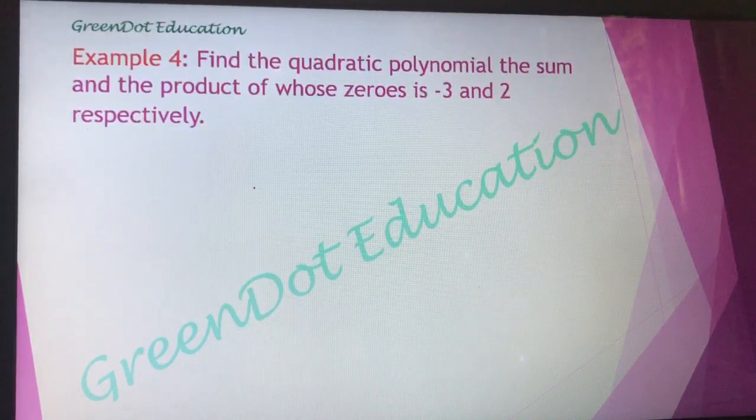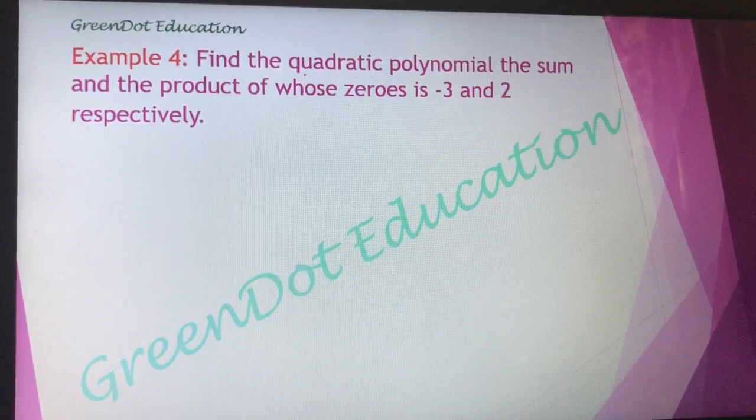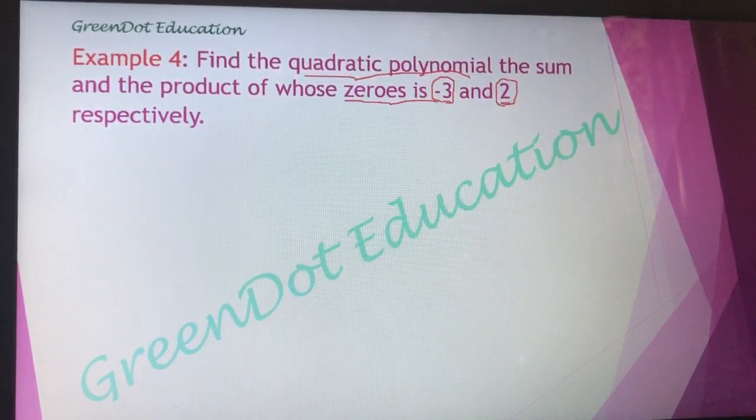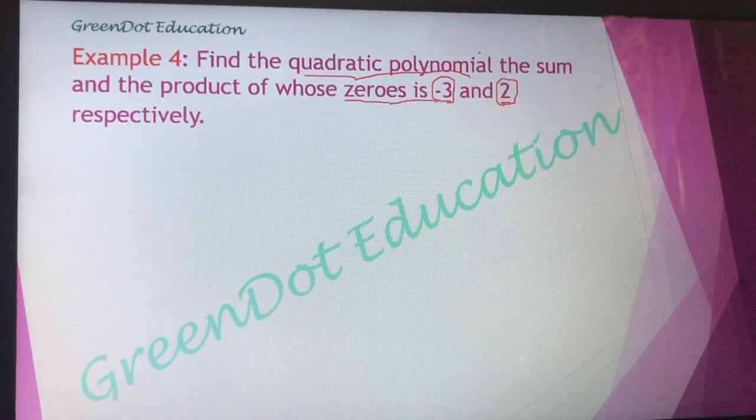Now let's see an example of how this method works. So we have been given a question in which we have to form a quadratic polynomial for which the sum of zeros is -3 and the product of its zeros is 2. So we have been given this information, that is the sum of the zeros is -3 and the product of the zeros is 2, and from this information we have to form the quadratic polynomial. Now let's understand how we can do that.